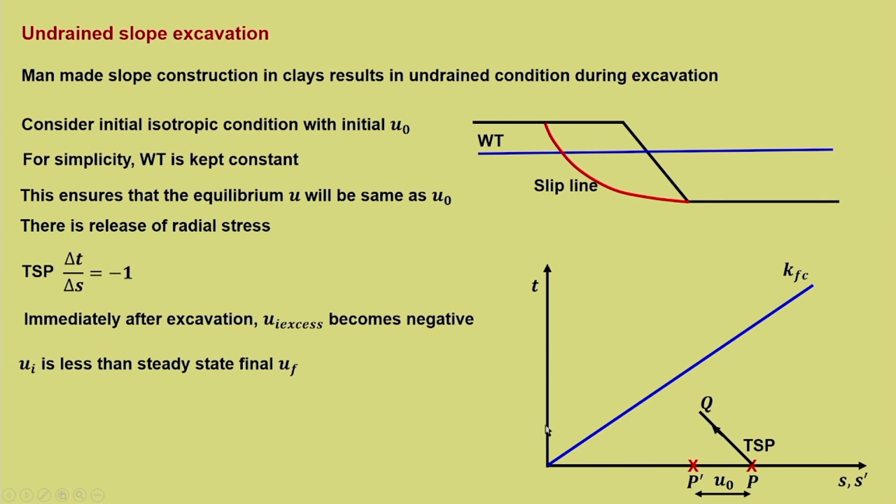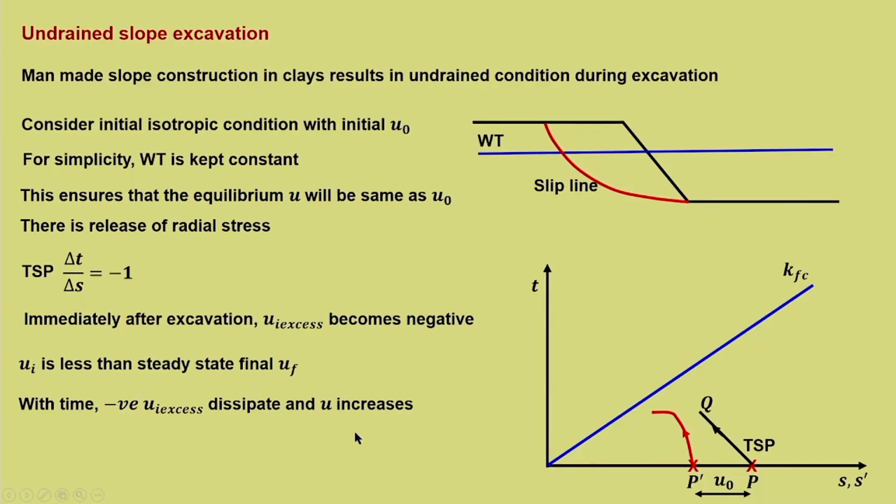Now, this UI at the point of Q, when the excavation is made, will generally be less than the final pore pressure. So, with time, negative UI excess will dissipate and slowly U will increase. So, initially immediately after excavation there will be negative pore pressure generation, but with time this negative pore pressure will dissipate and slowly the pore water pressure will again regain and come to its original value of U naught.